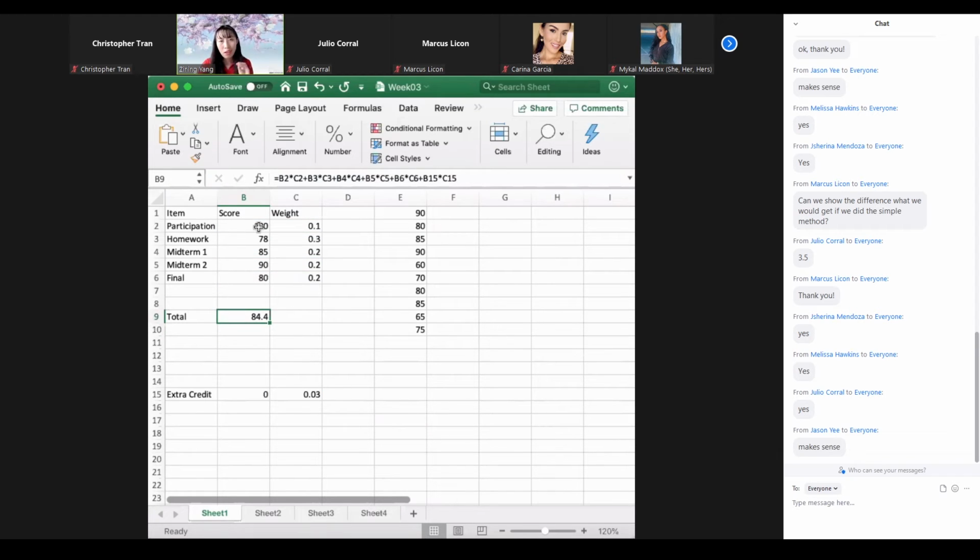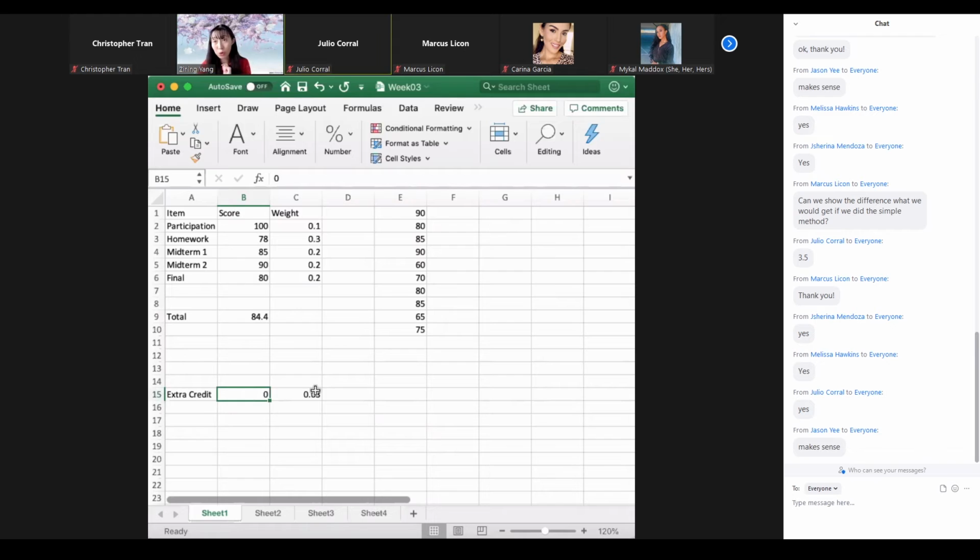So even though you do really well in participation, like you do really well in midterm 2, if you don't do well in homework or you don't do well in the final, it's not going to bring you all the way to an A. You will get somewhere like a solid B. I mean, again, that's typical, a solid B.